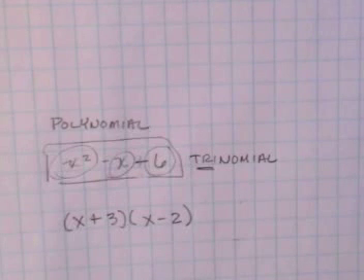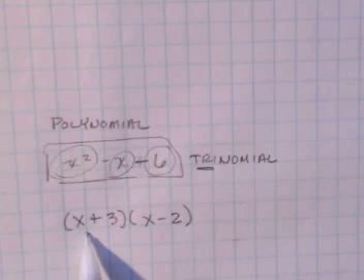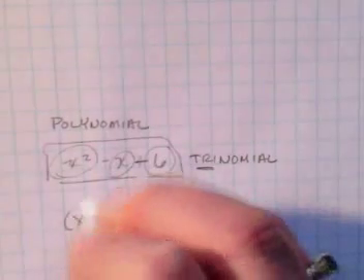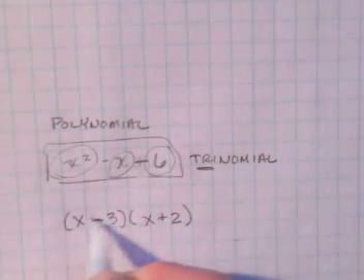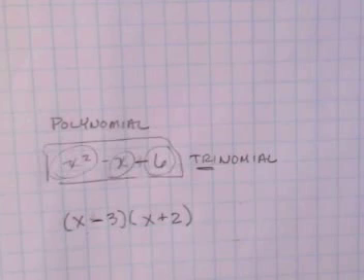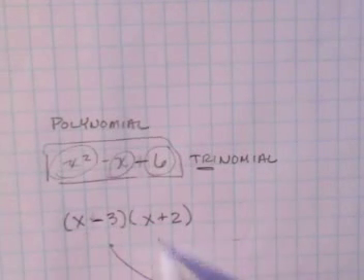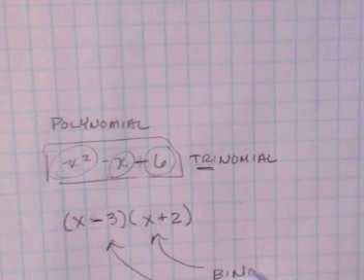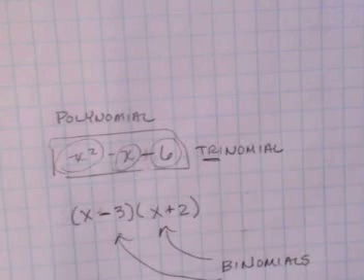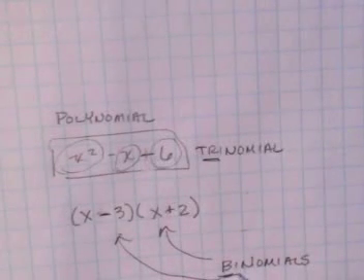It is a polynomial. And if we factor this polynomial, like I have right here, oh, it looks like I need to change my signs. That looks better. What we'll find is that we factored this trinomial into two binomials. Notice that the binomials have two terms, so the prefix binomial applies.